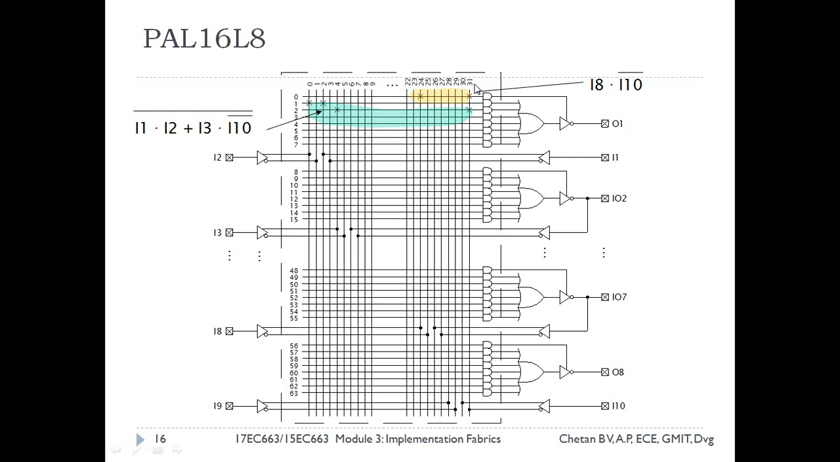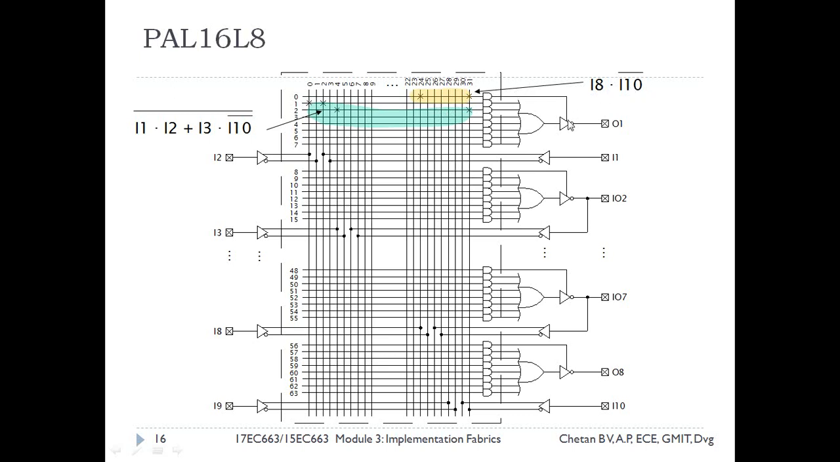So this part will implement I8.I10 bar. You can see vertical line 24 is I8. Hence it is connected to the input buffer, which takes input from I8. So vertical line 24 is I8. Similarly, vertical line 31 is I10 bar. So the product term is I8.I10 bar.